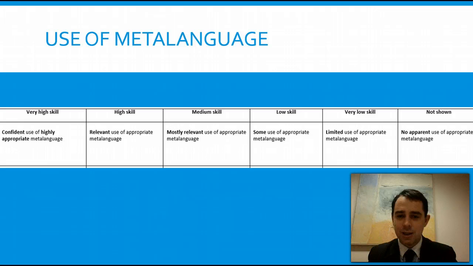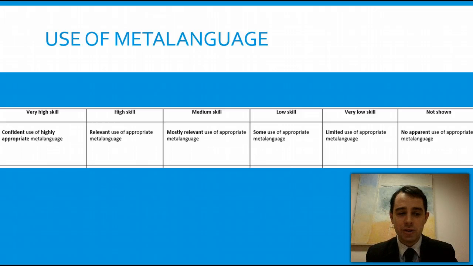So obviously you've got there a low category of skill, a low degree of skill. You use some appropriate meta-language, which increases as you go higher. Notice the high skill is relevant. That means that at a high skill, you use enough meta-language, and every use of meta-language is relevant to the device that it names, or that it identifies. Whereas there is a very interesting definition with the very high skill.